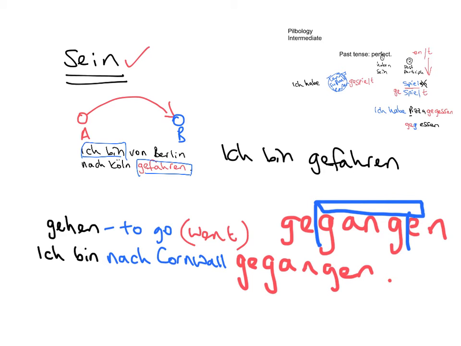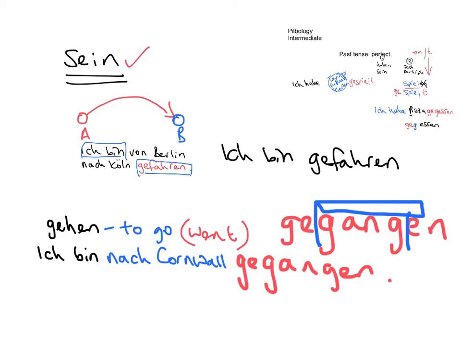Was hast du am Wochenende gemacht? Now, the question, was hast du am Wochenende gemacht, literally means, what have you done at the weekend? Or what did you do at the weekend? Was hast du gemacht? So that takes the haben and the past participle of machen, which is to do, which is gemacht. Was hast du am Wochenende gemacht? What did you do at the weekend?